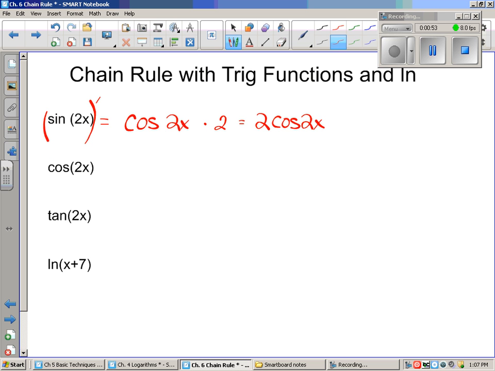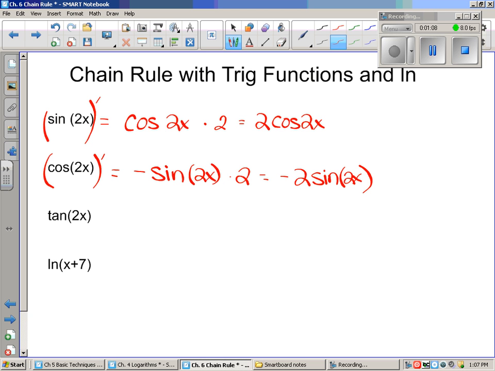The next one, the derivative of cosine is negative sine. So this would be negative sine of 2x times the derivative of the inside, which is 2. So this would be negative 2 sine of 2x.